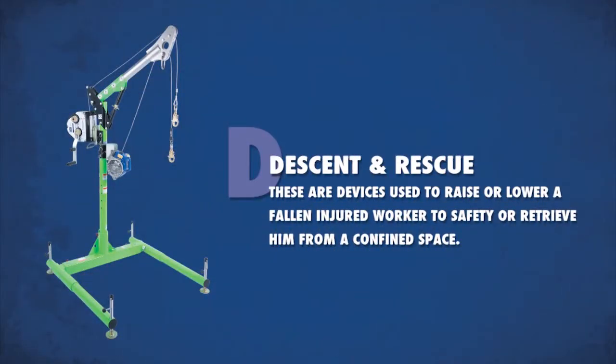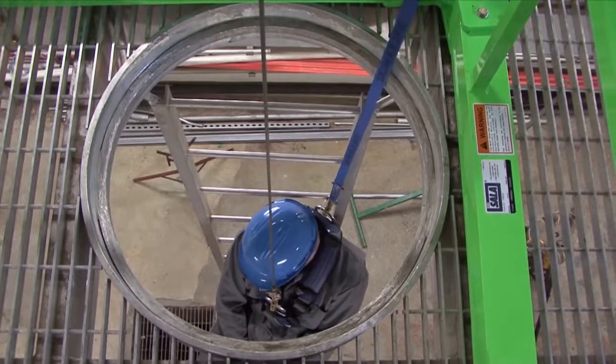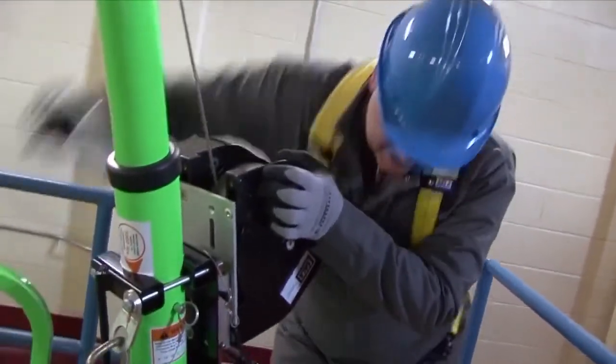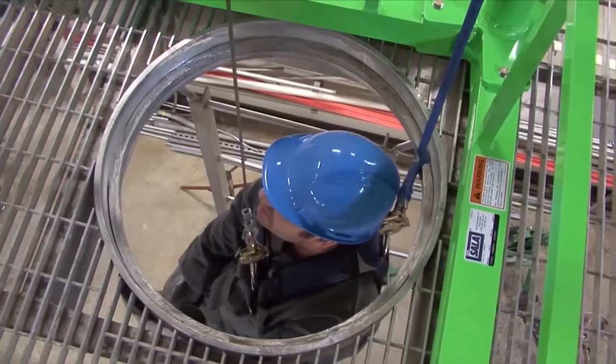Descent and rescue. These are devices used to raise or lower a fallen injured worker to safety or retrieve him from a confined space. We'll discuss the components of a personal fall protection system in more detail later in this video.